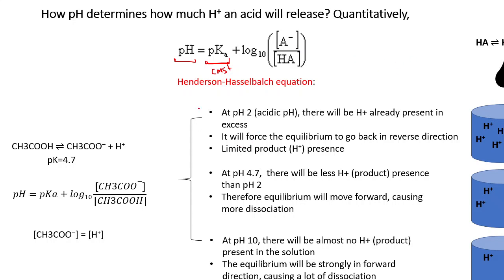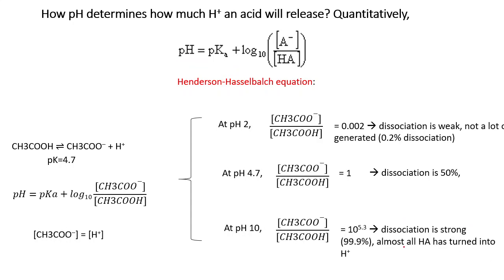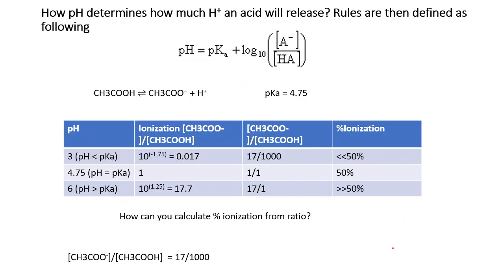We also discussed, qualitatively and quantitatively, how acid dissociation is influenced at different pH, which we learn from this picture as well as from this equation. Now, there are some simple rules you can use to apply this equation. Let's use acetic acid as an example: CH3COOH forming CH3COO minus and H plus. The pK of this one is 4.75.